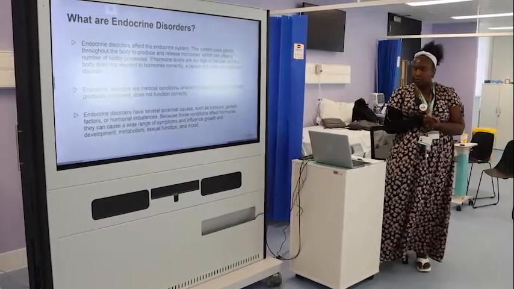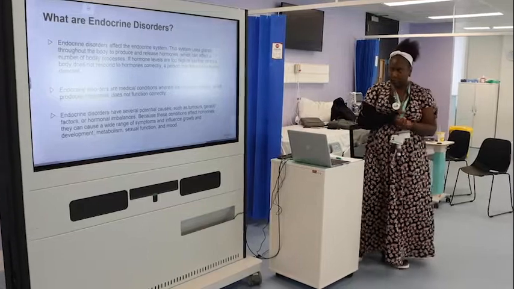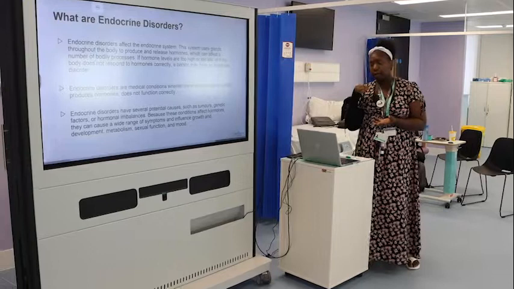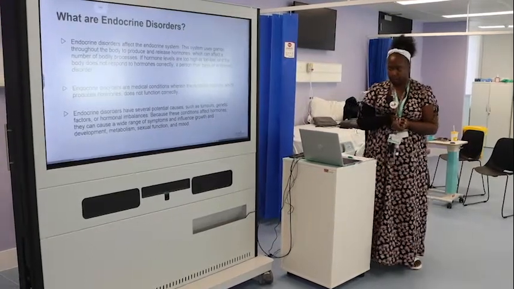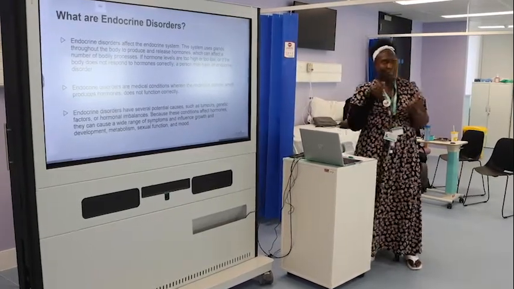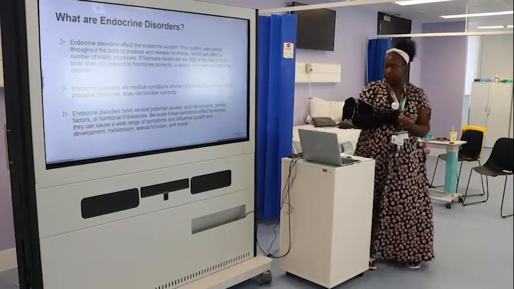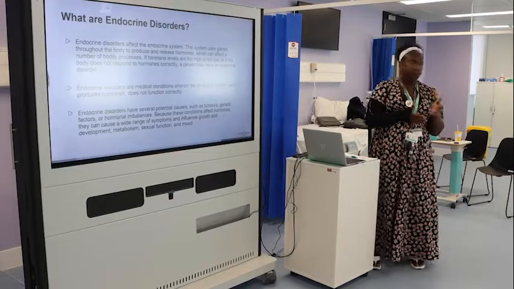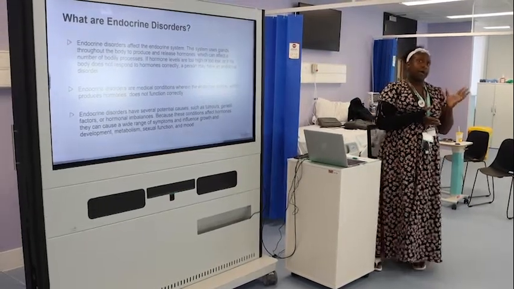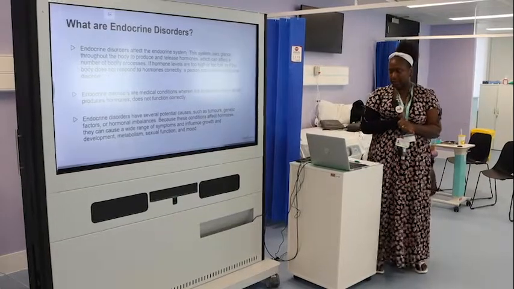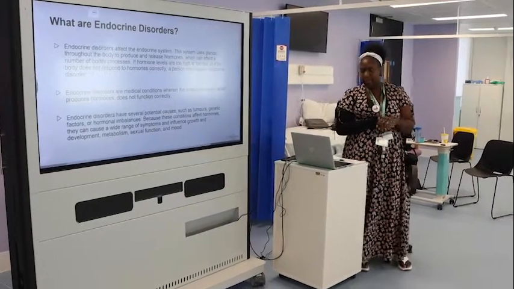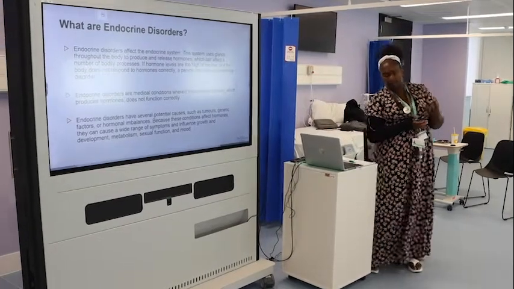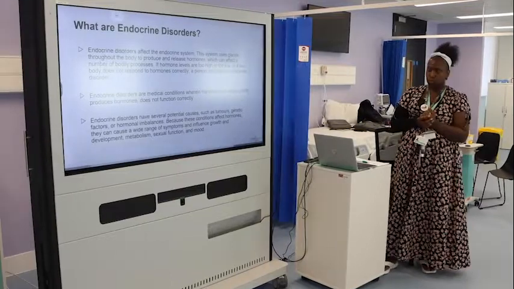So endocrine disorders are a range of medical conditions which usually involve hormone production, where the glands do not function properly. Okay. Endocrine disorders have several potential causes. Some of the causes can be genetic, they can be just hormonal imbalances, tumours as well, so tumours that are non-malignant or malignant can also cause endocrine disorders, and there are a wide range of symptoms that influence growth, development, metabolism, sexual function and mood.